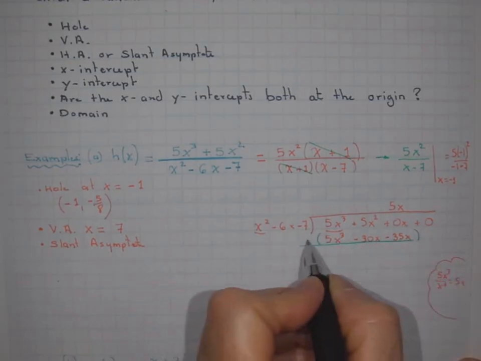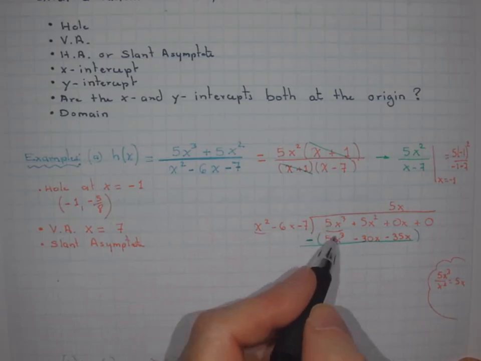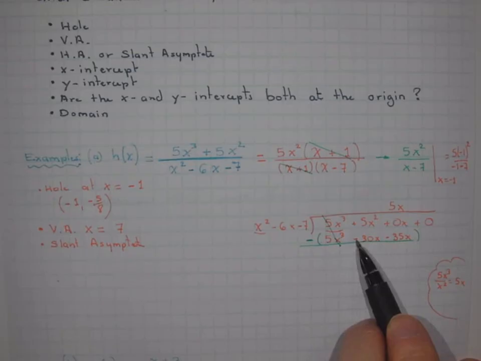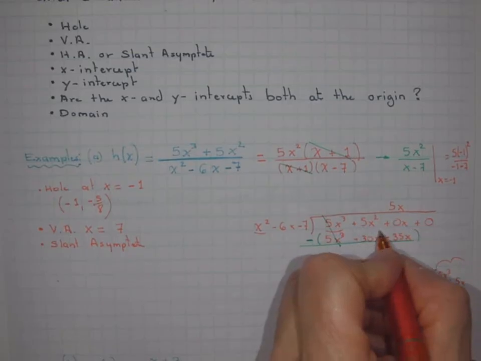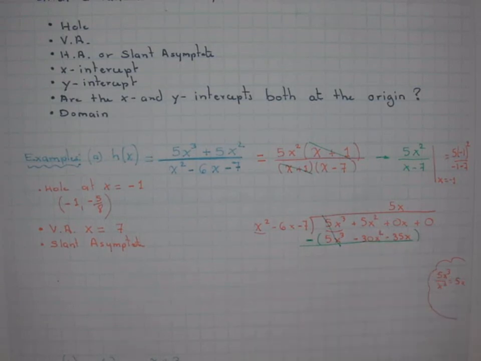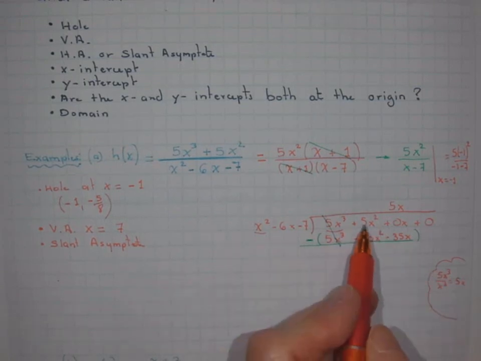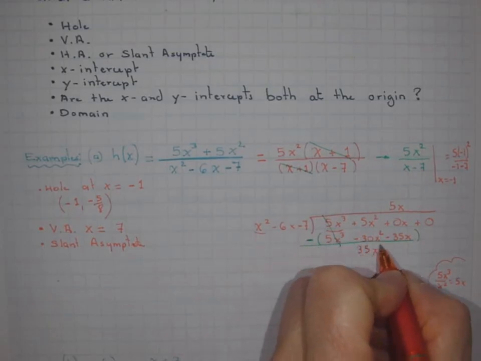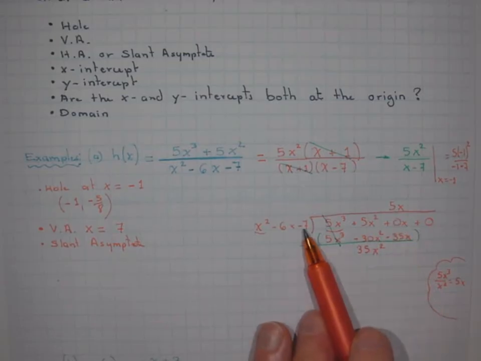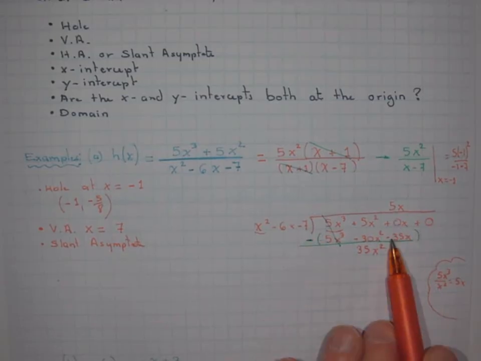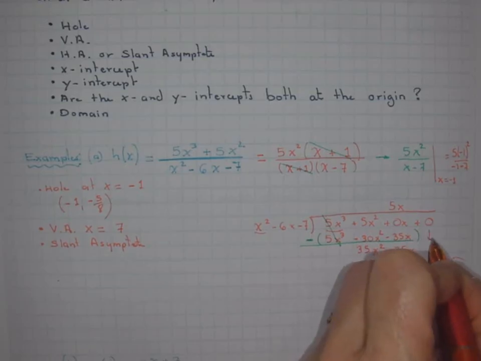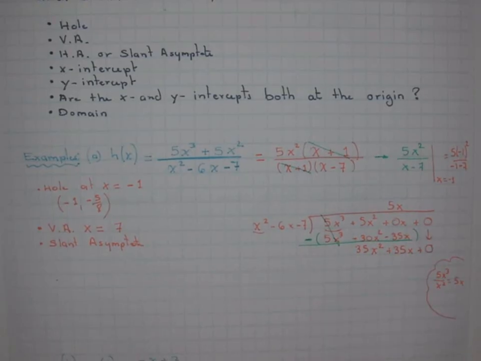Remember, we need to subtract. So 5 minus 5 goes to 0. I have 5x squared, minus minus becomes plus. So 5x squared plus, oops, did you notice that? I forgot my x squared there. That would be tricky here. That would mess up the whole thing. 5x squared plus 30x squared would be a positive 35x squared. And then I have 0x plus 35, so 35x. We might not need it, but we're going to put it there.